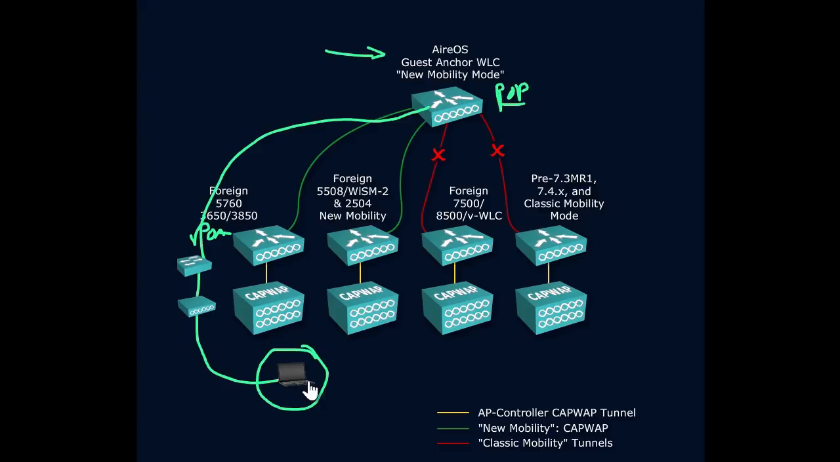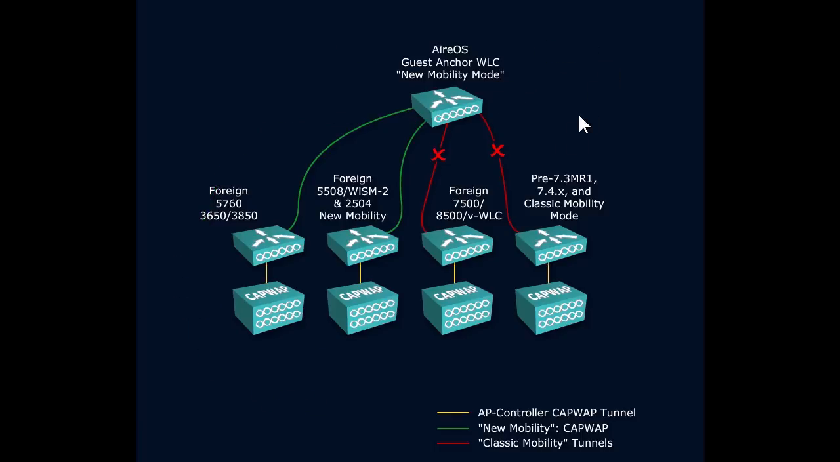Normally the initial configuration, those would be in the same device. Here we've got a guest anchor so that the guest network is out here in a DMZ. All right, so we said that to say this. What can be that?